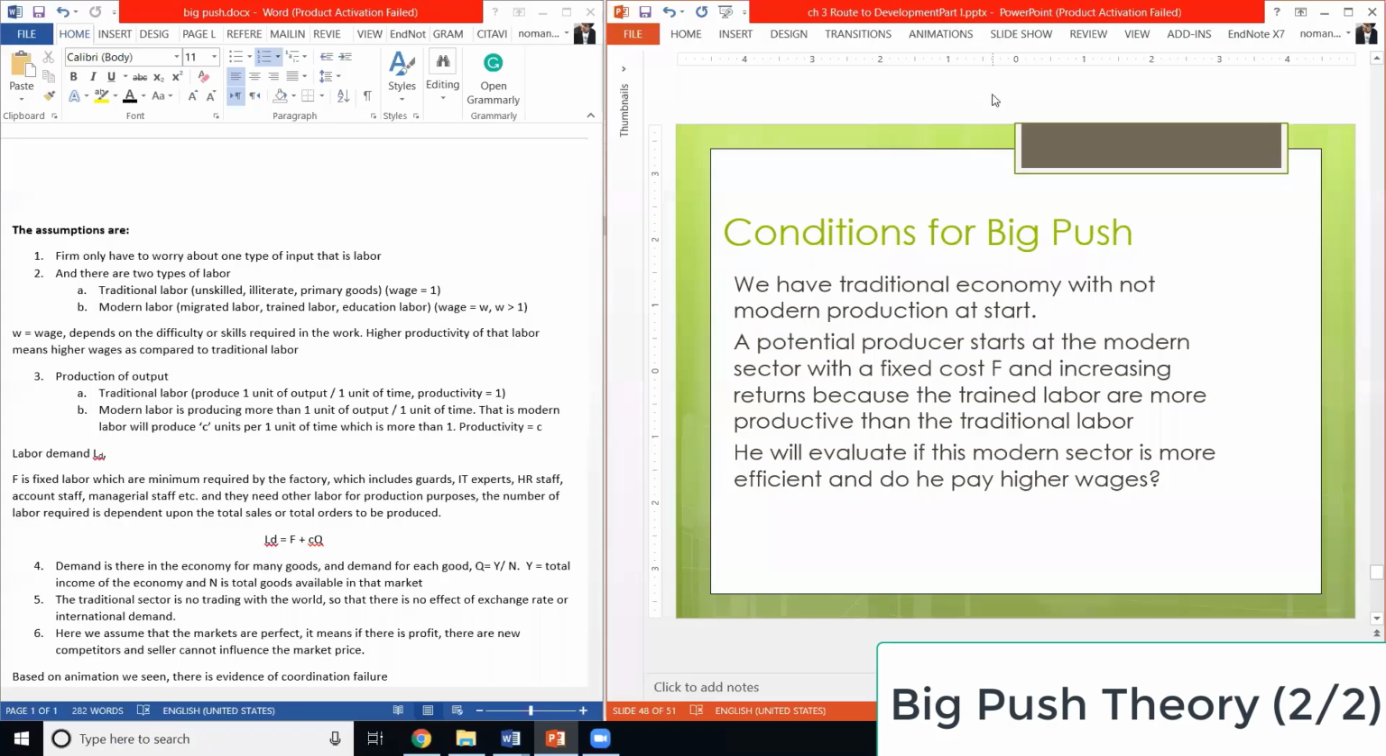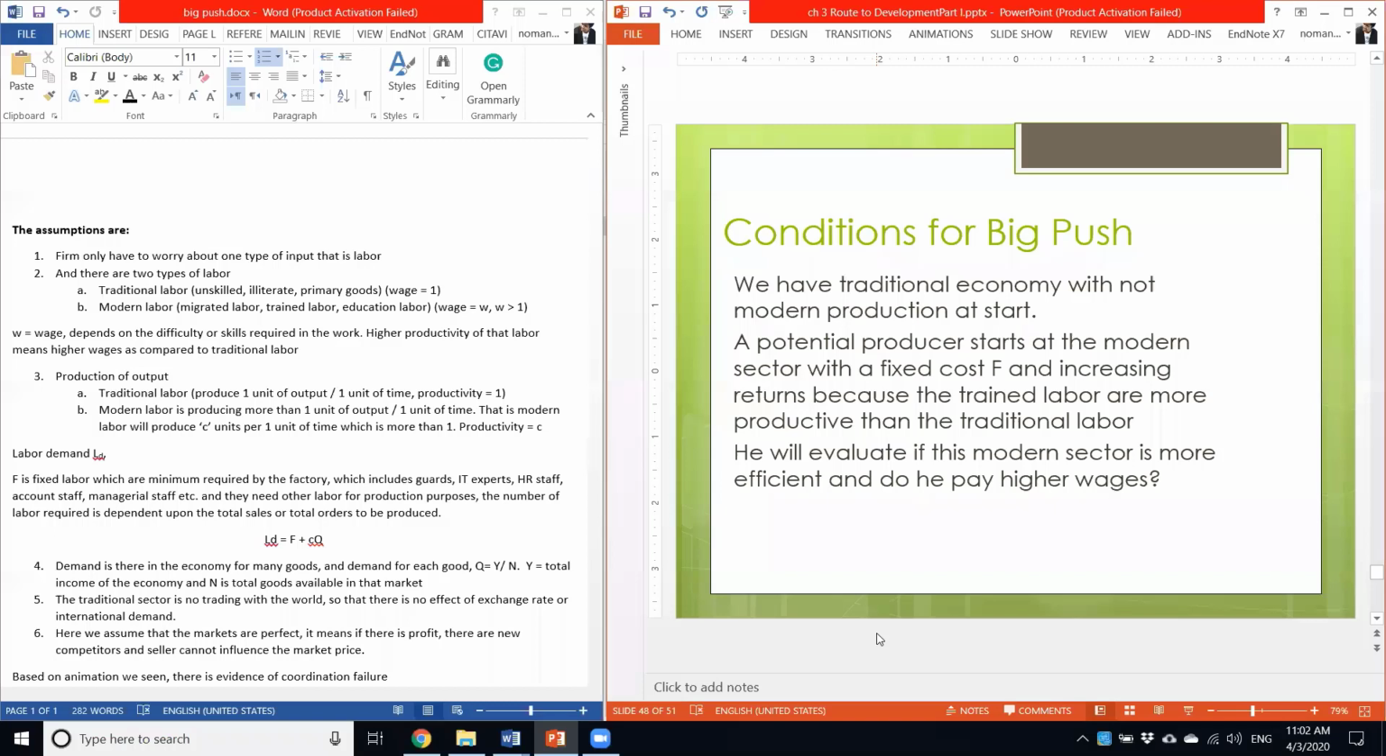So now, in order to build the model, we'll discuss the model in terms of a diagram. There are some preconditions that are required for a big push, and so we have a traditional economy with no modern production at the start. So the economy does not have skilled labor. Economy does not have variety of goods.